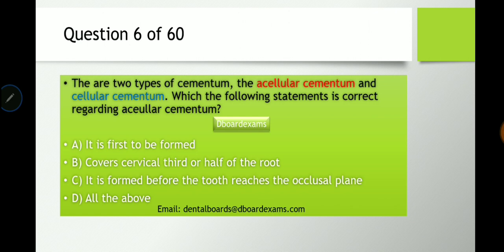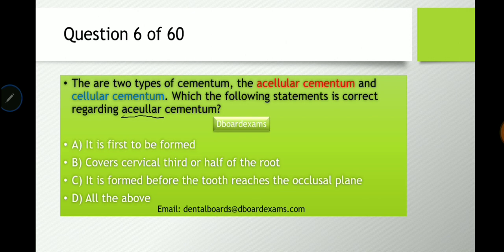Question 6. When I made these questions, I was trying to emphasize a concept. When I repeat things, it's because I'm trying to help you remember. Repetition is the key to either memorizing it or actually knowing it. There are two types of cementum, the acellular cementum and cellular cementum. Which of the following statements is correct regarding acellular cementum? This time we are looking at acellular cementum.